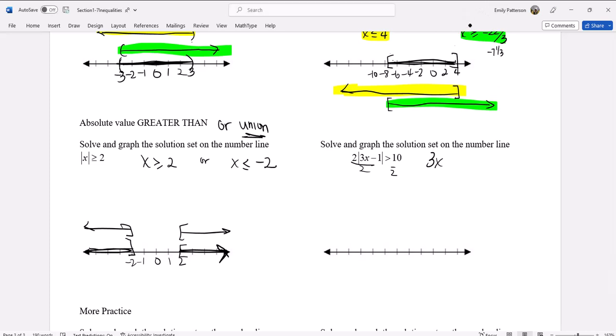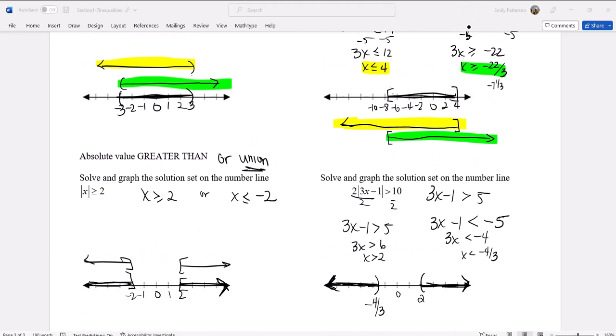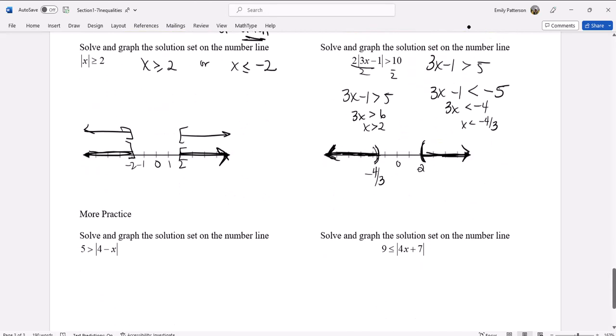So that leaves us with 3x minus 1 is greater than 5. And because, again, this is an "or" union situation, you're going to set it up for 3x minus 1 is greater than 5. And then we flip both of them. 3x minus 1 is less than -5. Pause the video and graph it. So solving these again, we have the intersection, excuse me, the union. So we're looking for all the values going this way or all the values going this way. We're not looking for any kind of overlap.